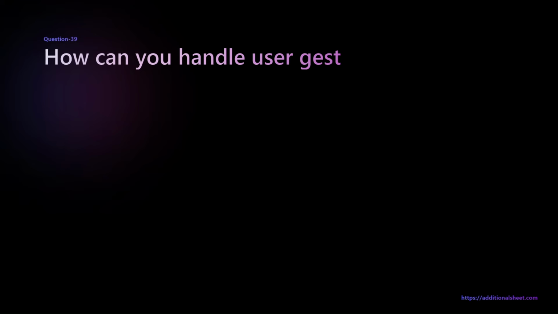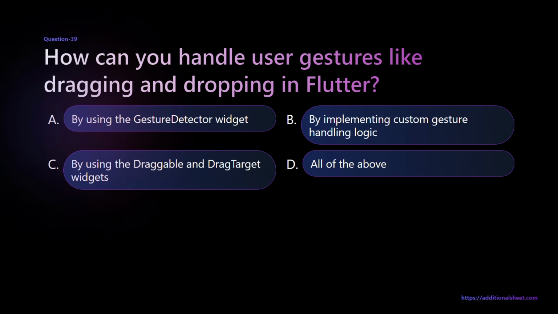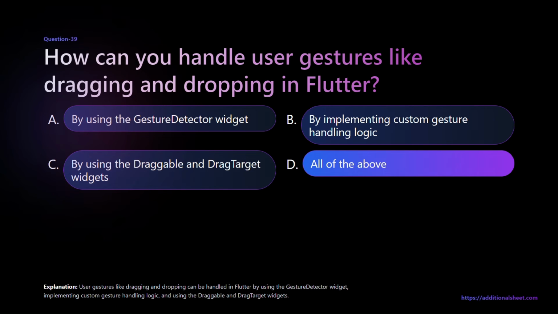How can you handle user gestures like dragging and dropping in Flutter? Option A, by using the gesture detector widget. Option B, by implementing custom gesture handling logic. Option C, by using the draggable and drag target widgets. Option D, all of the above. The correct answer is option D, all of the above.